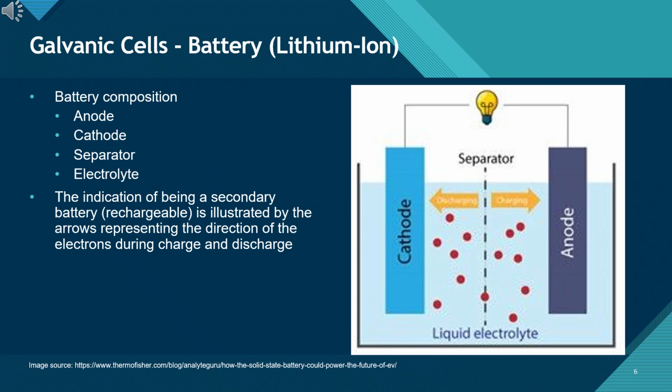Galvanic cells, lithium-ion batteries. Now let's look at a lithium-ion battery as an example of a galvanic cell in action. In this case, lithium ions move from the anode to the cathode through the electrolyte during discharge, releasing stored chemical energy as electrical power. When we recharge, the process is reversed. Electrical energy is used to push the lithium ions back to the anode, ready for the next cycle.